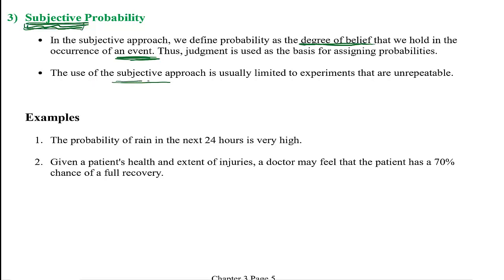The use of the subjective approach is usually limited to experiments that are unrepeatable.